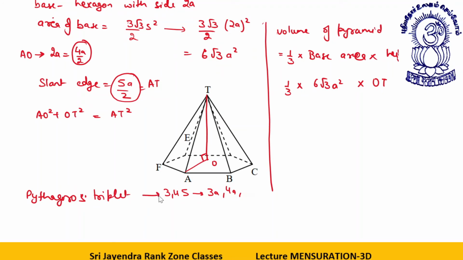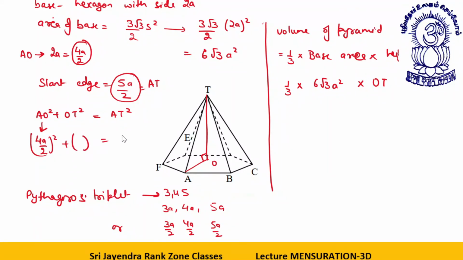Pythagoras triplet is 3, 4, 5. Or I can say 3A, 4A, 5A, or 3A by 2, 4A by 2, 5A by 2. So directly AO is 4A by 2 square. OT you have to calculate. AT is 5A by 2 square. So directly without finding OT, by pure logic, OT will be 3A by 2. OT is equal to 3A by 2.